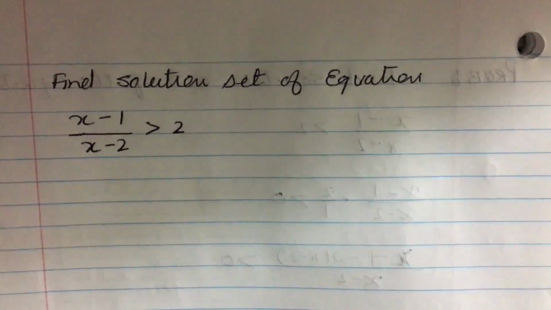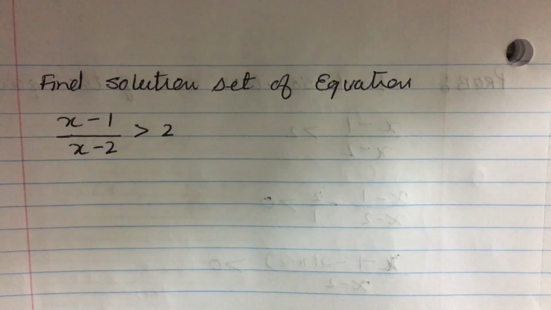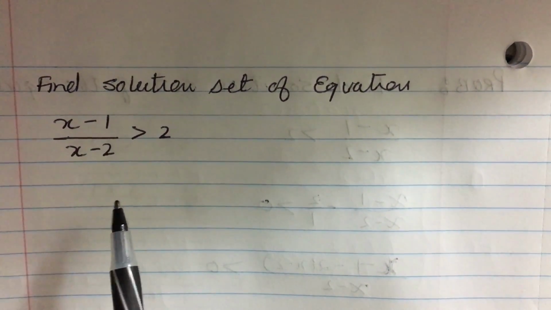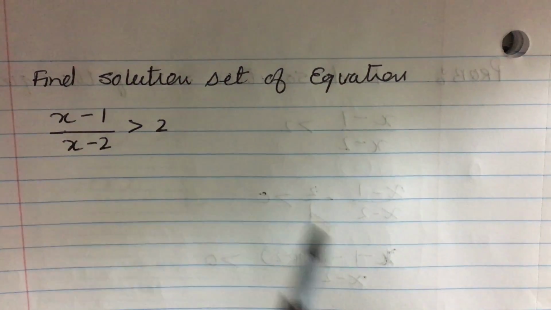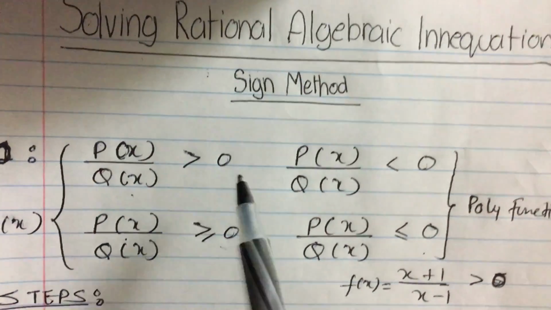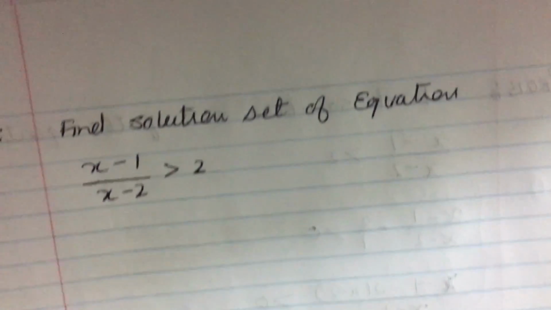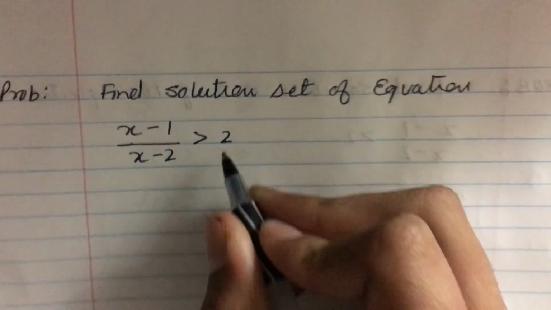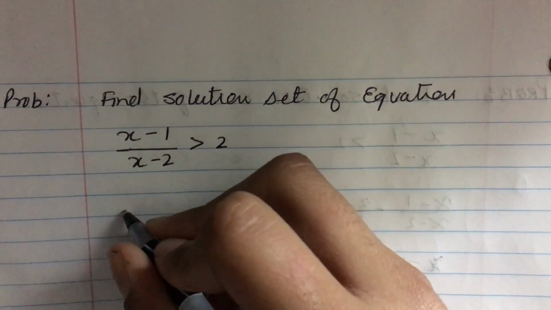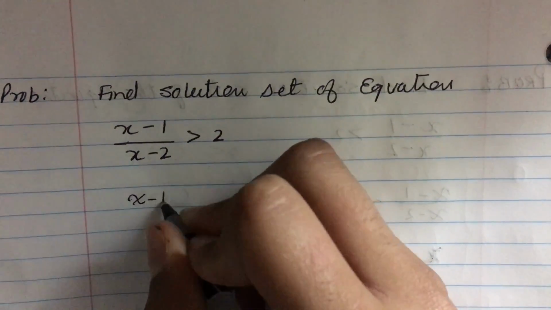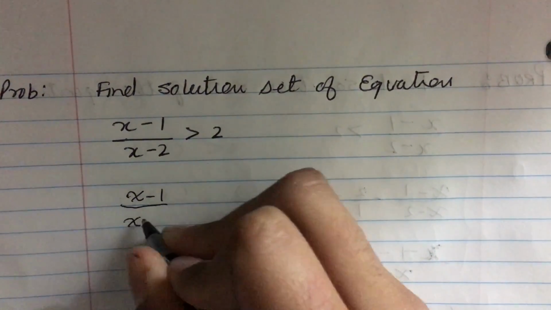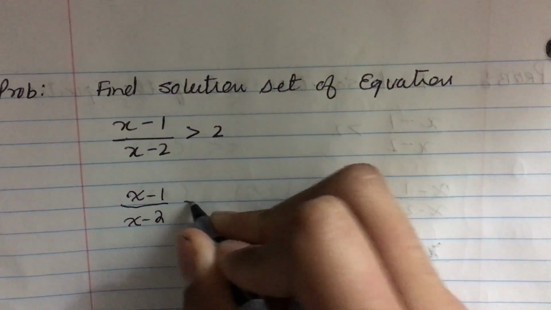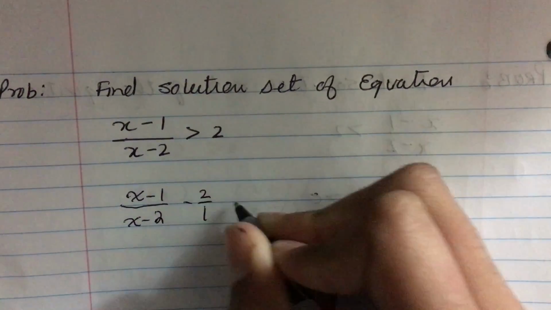So our first problem is find the solution set of the equation x minus 1 divided by x minus 2 is greater than 2. So I forgot to mention, it always has to be 0 when you're solving, and in our problem it's 2. So what I'm going to do is I'm just going to simply bring this to the other side, make it negative because it's positive right now. So it's going to be simply like x minus 1 by x minus 2 minus 2 by 1 is greater than 0.